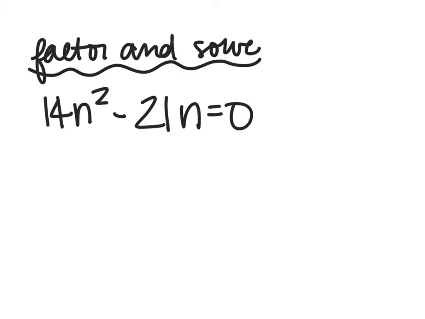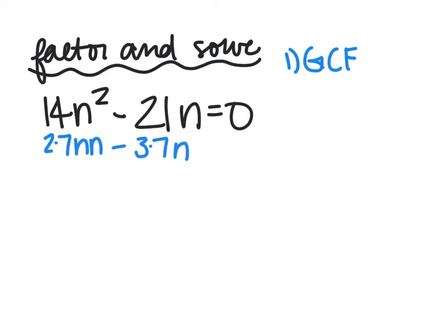So this problem, notice we are now factoring and solving because it equals 0. So the first thing we're going to do, our first step, remember, was to look for a GCF. Well, if I look at 14n squared minus 21n, if I break that down, 14 and 21, you can divide both of those by 7. If I break it down, it's easier to see that. So this is 2 times 7n times n minus 3 times 7n.